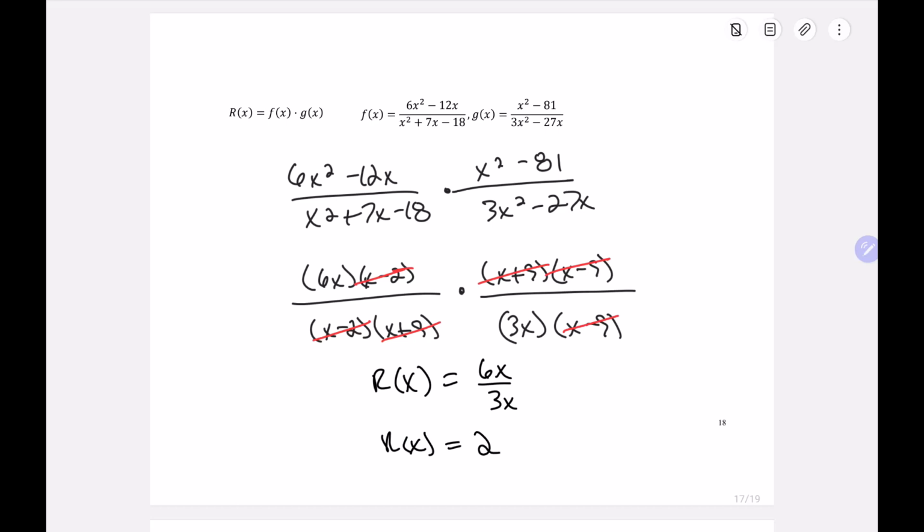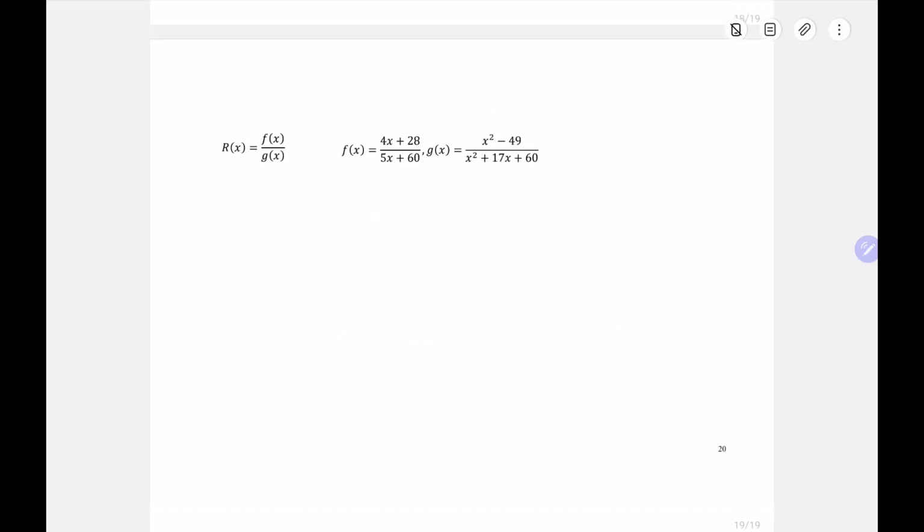And so the process is very similar to when we multiply and divide rational expressions. It's the same process. It's just a matter of introducing function notation. So now we're given r of x equals f of x divided by g of x. And so we can look at writing it how we've seen it before, where we have 4x plus 28 all over 5x plus 60 being divided by x squared minus 49 all over x squared plus 17x plus 60.